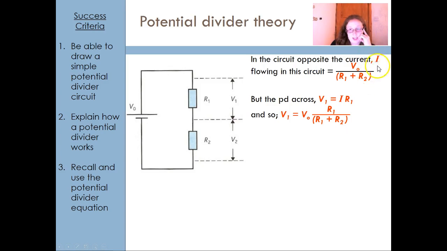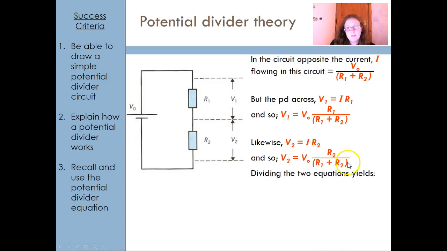Is everyone happy with that? All I've done is take this equation for I and plop it into here. I could do the same for V2. I can say that V2 equals I R2, and if I plop in this term for I, that gives me V2 equals V0 times R2 over R1 plus R2. So if I take these two equations and divide them by each other, I can see that the ratio of the voltages across my two resistors is equal to the ratio of the resistances. Hopefully you should already have known that, because we've been teasing that out as we go along.